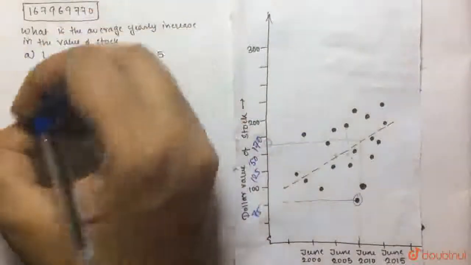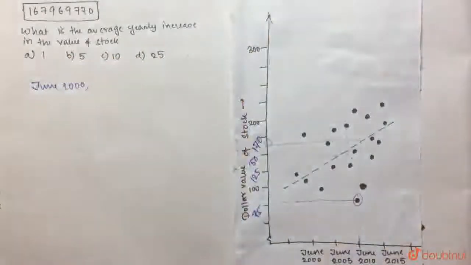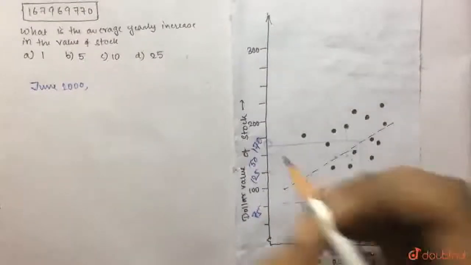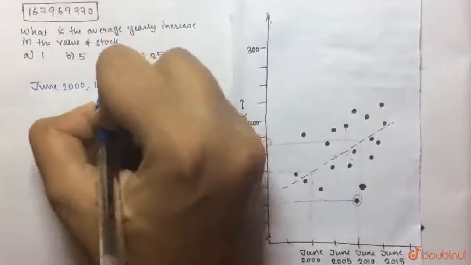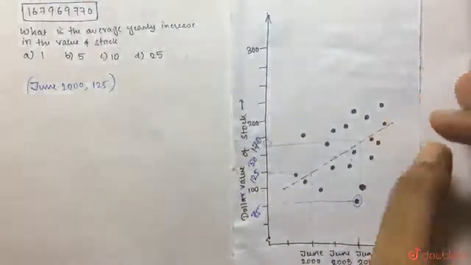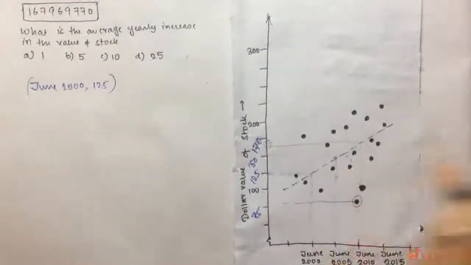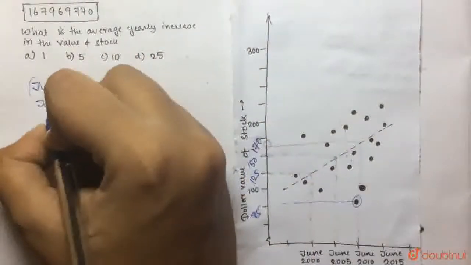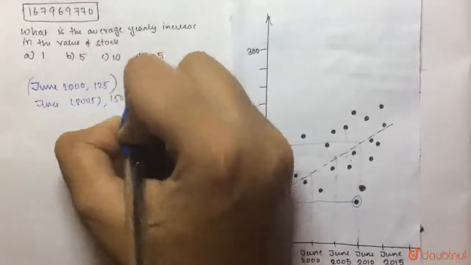So, slope. Say, June 2000, the stock value was, as you can see, we will draw a line on the line of best fit, and it can be seen that from June 2000, the stock value was 125, okay? And for June 2005, the stock value was, okay, we'll draw it once again, 150. So, June 2005, stock value was 150.